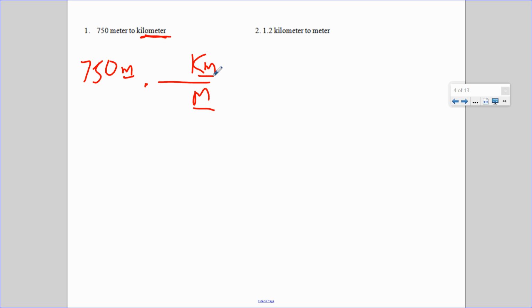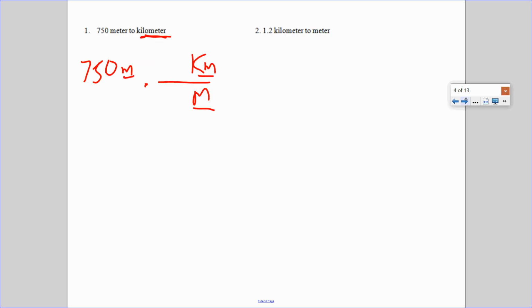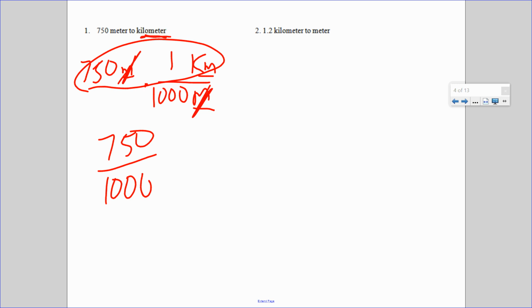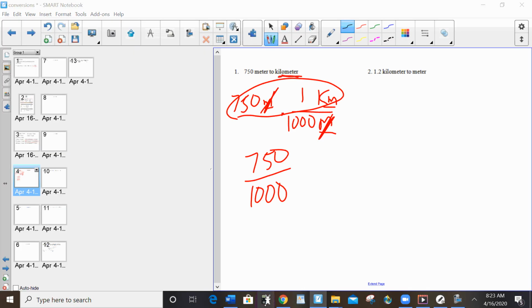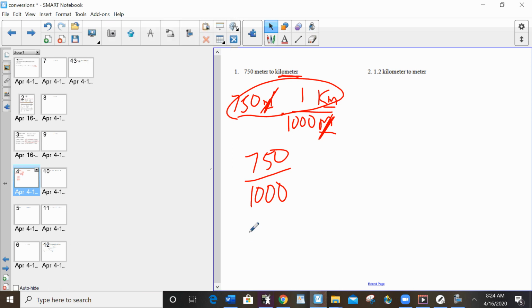Now, what's the conversion from meters to kilometers? Well, there are 1,000 meters in 1 kilometer. So I'm going to put 1,000 meters for 1 kilometer. The reason I do that is my units cancel. So I'm left with 750 times 1 on top. So that's 750 over 1,000 on bottom. Sometimes I multiply, sometimes I divide. In this case, I have 750 over 1,000, so that's exactly what I'm going to type. I'm going to type 750 over 1,000 into my calculator. And my answer is 0.75.